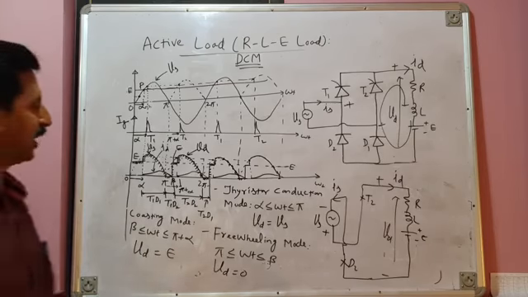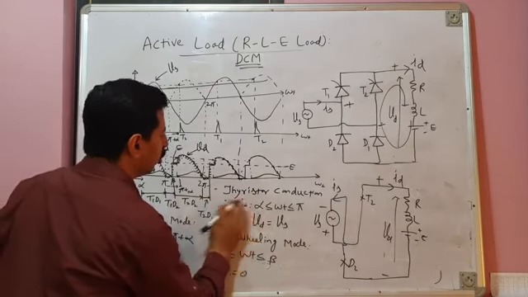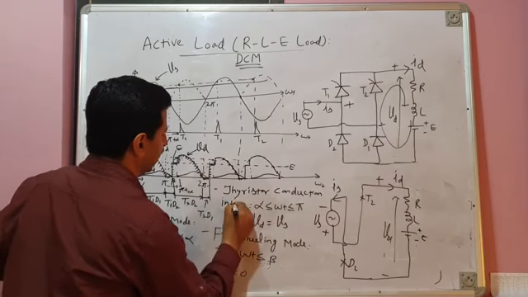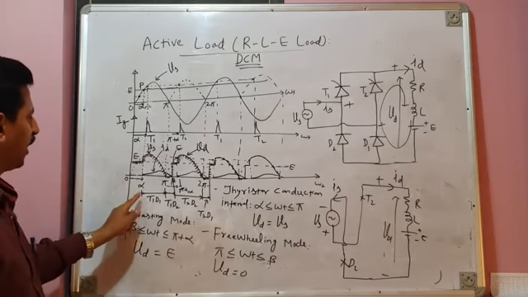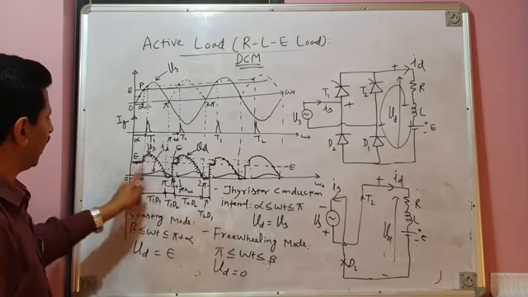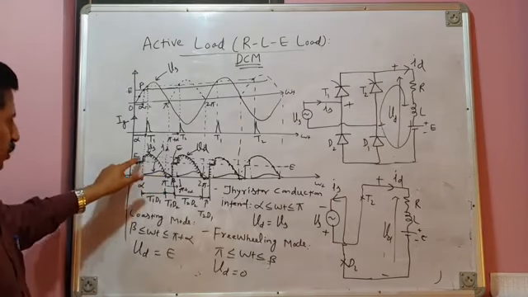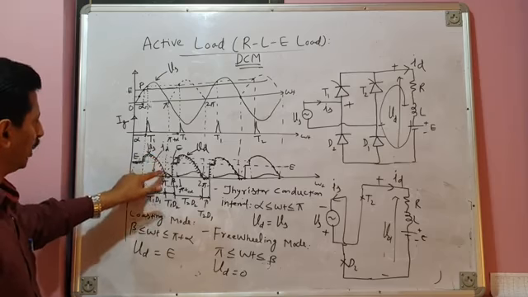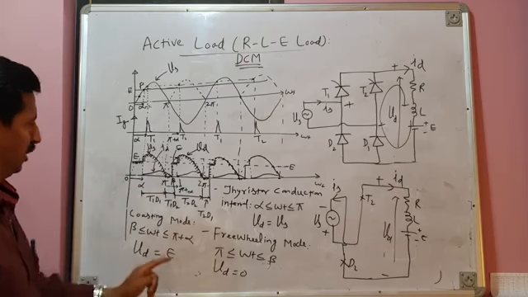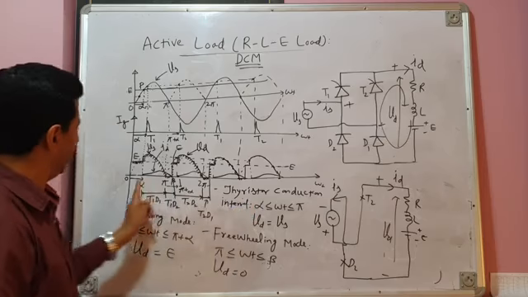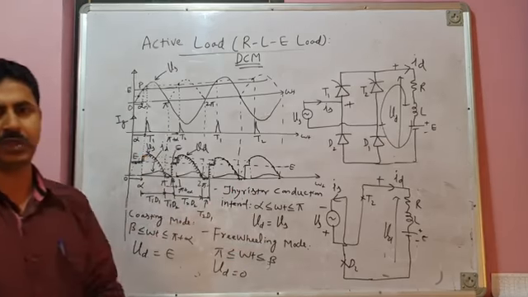So therefore, we have found three intervals. One is the thyristor conduction interval, or thyristor conduction mode. And this interval is from alpha to pi. At alpha, T1 is fired, so the T1 D1 pair conducts. So from alpha to pi, the T1 D1 pair conducts, the load gets connected to the source, and load voltage is the same as the remaining segment of the positive half cycle of source voltage. So the thyristor conduction interval is from alpha to pi, and during this period your load voltage is equal to source voltage.